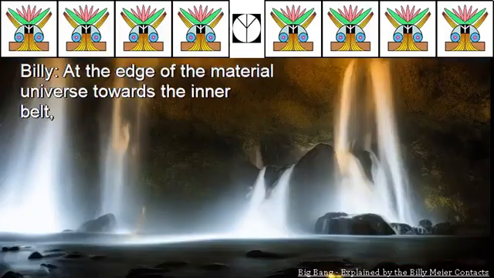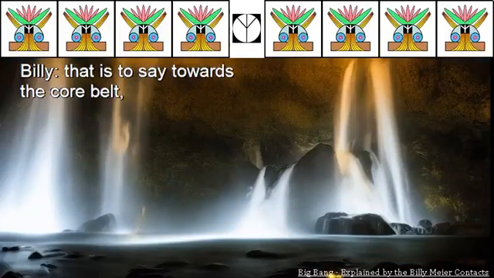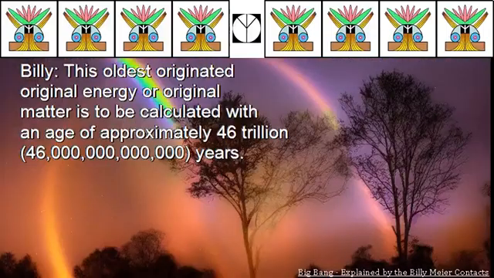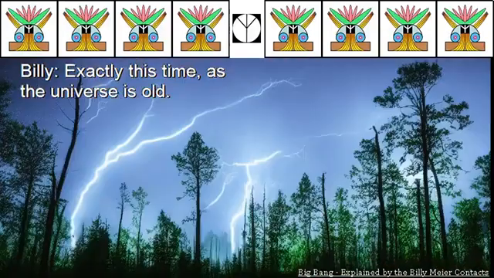At the edge of the material universe towards the inner belt, that is to say towards the core belt, energies arise from the inner belt area, which penetrate outwards into the material belt and thus into the material universe, in which everything then becomes compressed and becomes new coarse matter. This oldest originated original energy or original matter is to be calculated with an age of approximately 46 trillion, 46,000 years. Exactly this time as the universe is old.